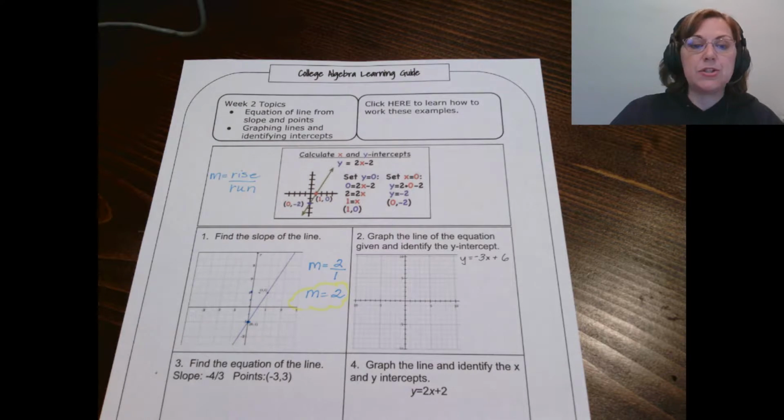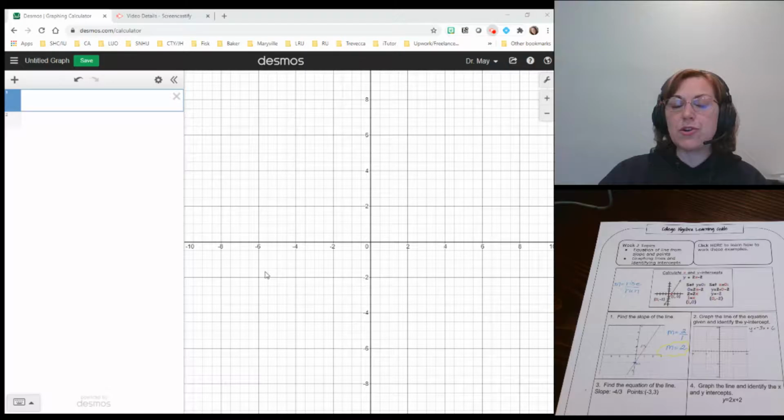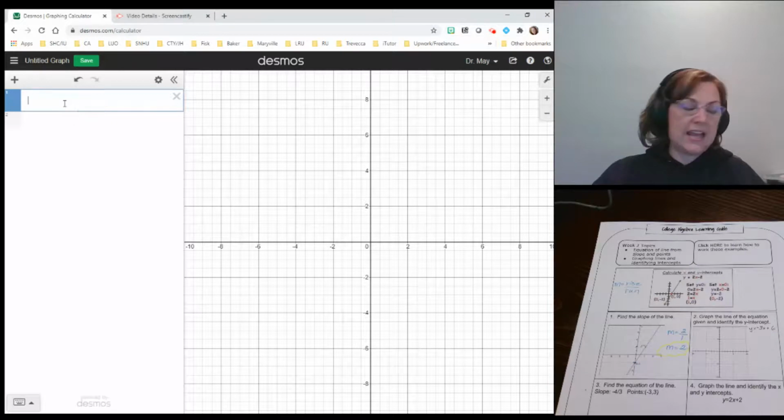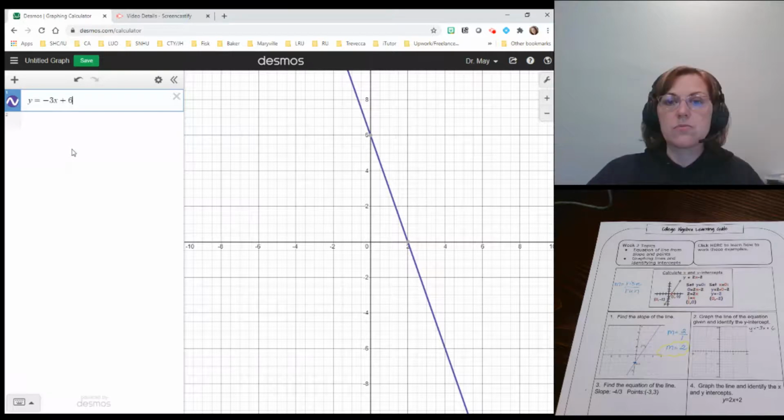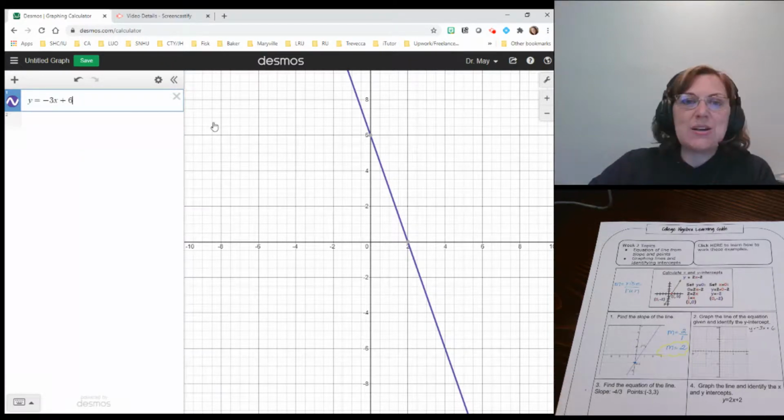Now, when you need to graph an equation, I would encourage you to use the Desmos graphing calculator. So I'm going to link that in the description below. I'm going to switch our view so that you can see the Desmos calculator I'm using. And let me type in this equation for number 2. I've got y equals negative 3x plus 6. I like Desmos because of its friendliness and it's free. Who doesn't like free?